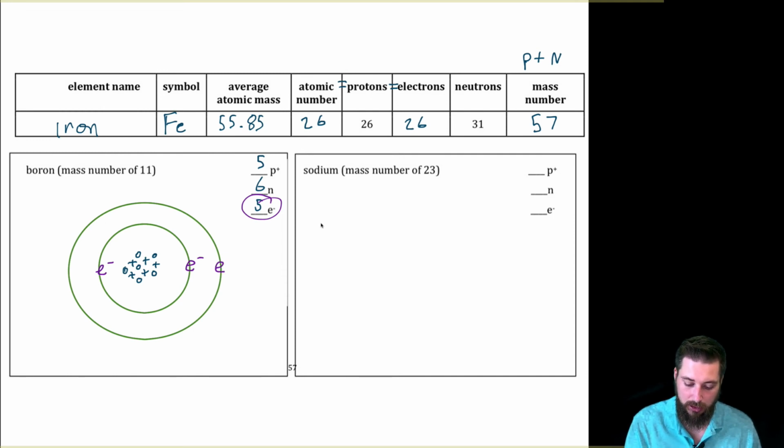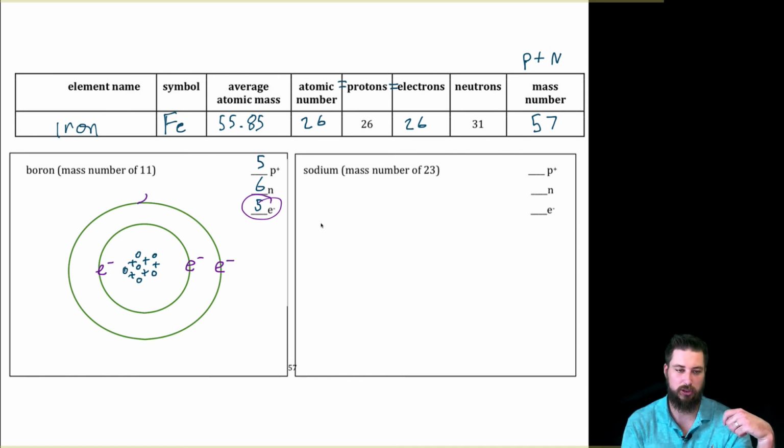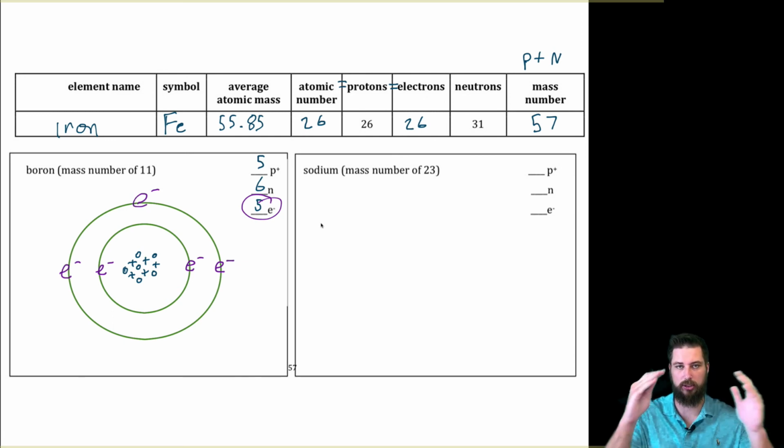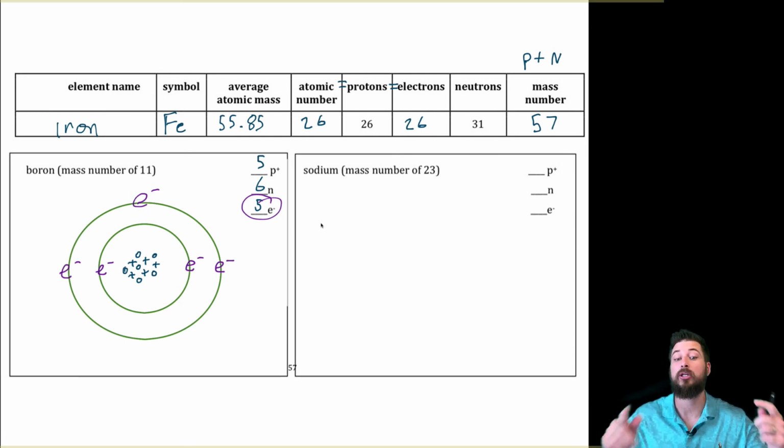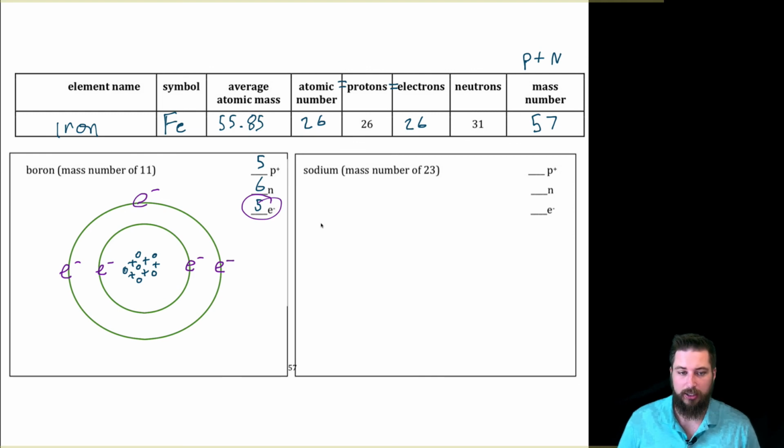And for now, just go like this. Notice how I'm spreading them out like this. We will talk about that in a couple units, so we'll learn about how electrons are specifically oriented, but we'll start practicing it right now. All right. So that is the atomic structure of a boron atom.